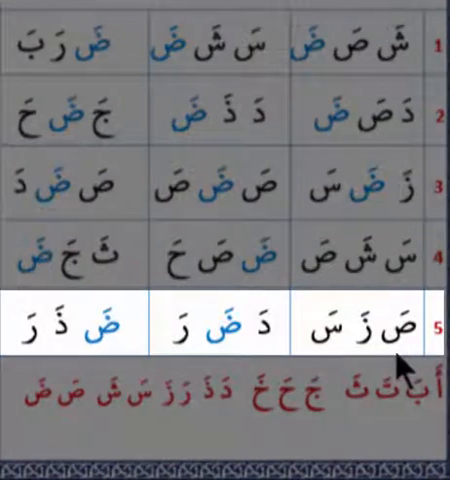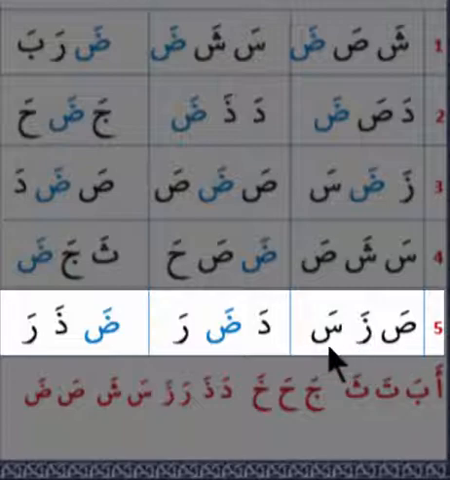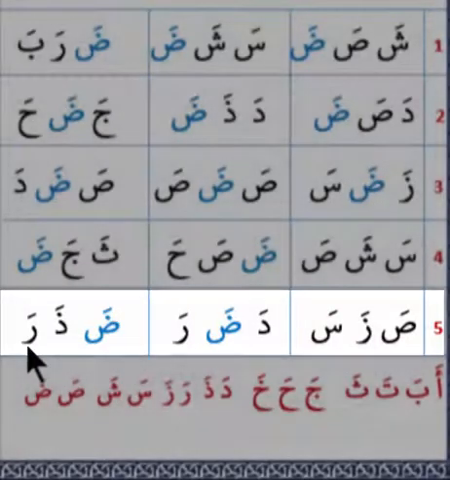Fifth line. Sa, za, sa. Sa, za, sa. Da, ba, ra. Da, ba, ra. Ba, the, ra. Ba, the, ra.